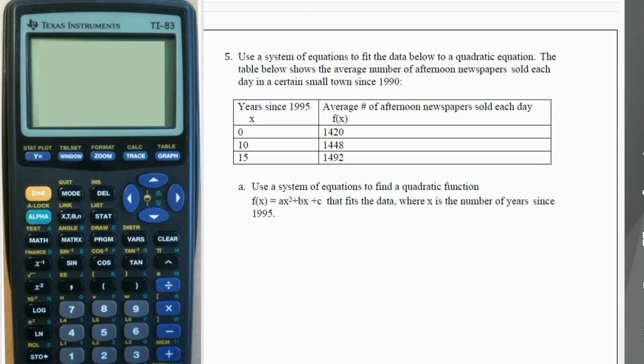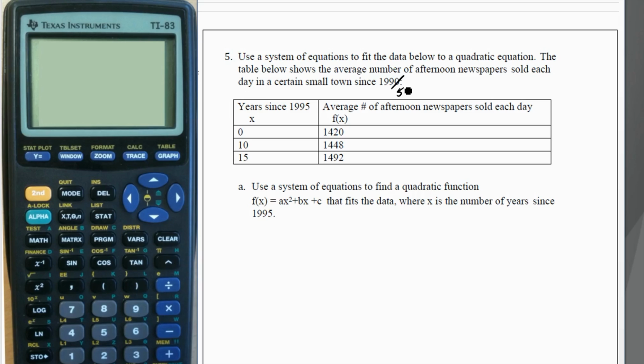Okay, we've got one more application here with a system of equations with 3 unknowns. It says use a system of equations to fit the data below to a quadratic equation. The table below shows the average number of afternoon newspapers sold each day in a certain small town since 1990. Okay, so 0 would, I guess, then it says since 1995. Okay, I guess that this should be a 5. So 0 would be 1995, 10 would be 2005, and 15 would be 2010.